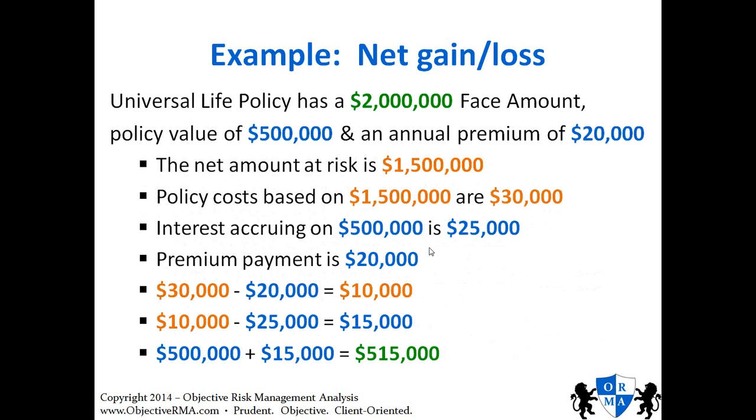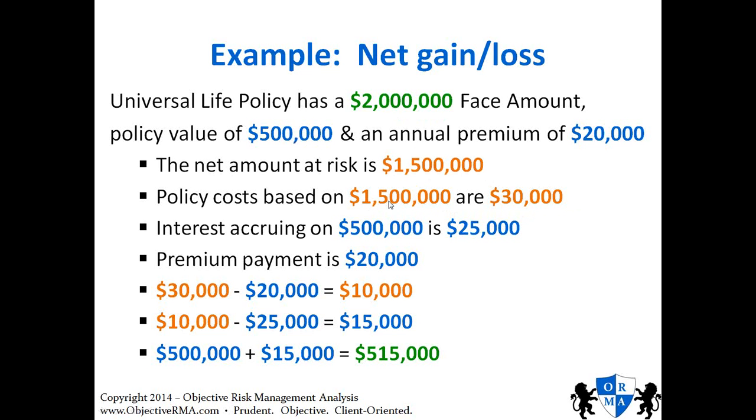So I color-coded everything. I like colors because people can identify with colors better. The green is the face amount, the blue is the cash value, and the interest that is accrued to the account or credited to the account. And then you have the base or the amount at risk and the costs in orange. So same numbers, $2 million in the base amount, $500,000 in the policy value.